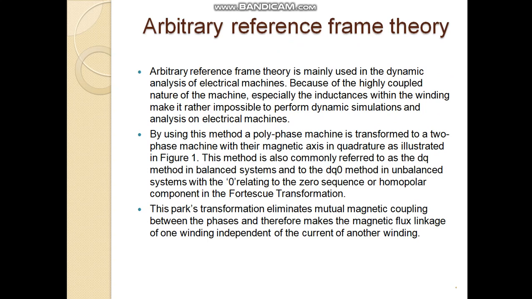By using this method, a polyphase machine is transformed to a two-phase machine with their magnetic axes in quadrature, as illustrated in the figure. This method is also commonly referred to as the DQ method in a balanced system and the DQ0 method in an unbalanced system, with the referencing to zero sequence or homopolar component in the transformation.